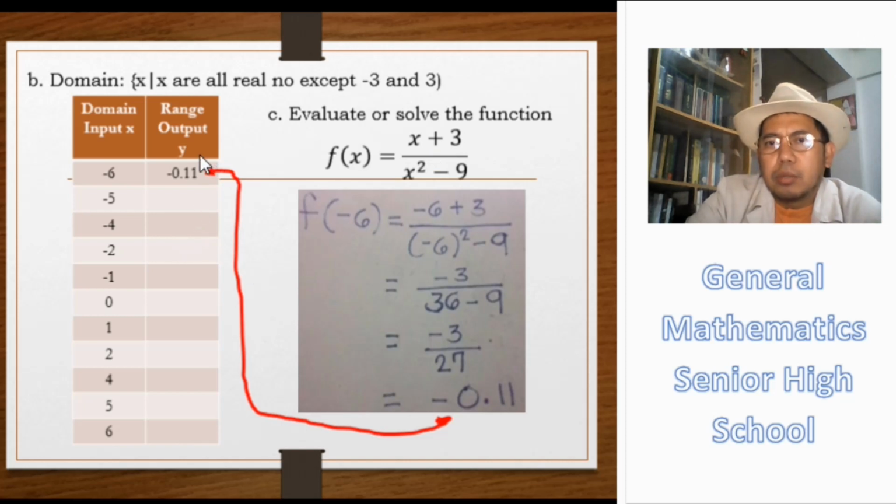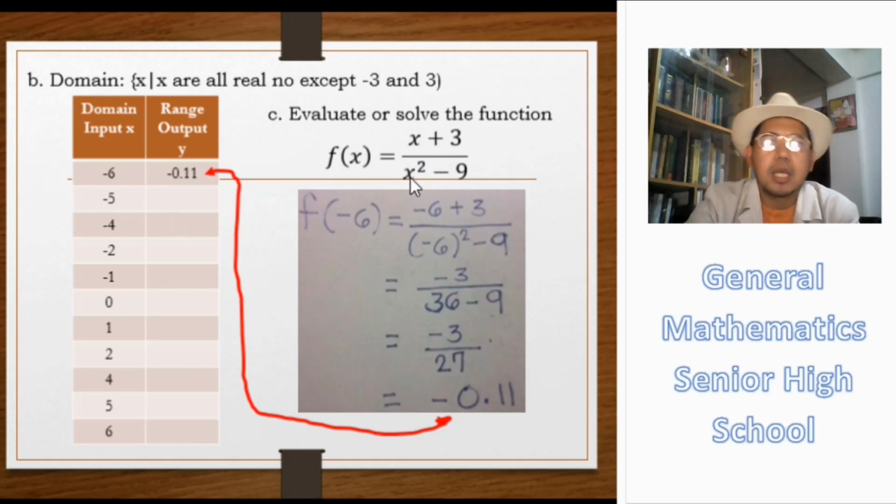Now what about the value of my f of x or y if my x is negative 5? Now follow the same pattern in here. Replace the value of x, and after that one, do the indicated operation.